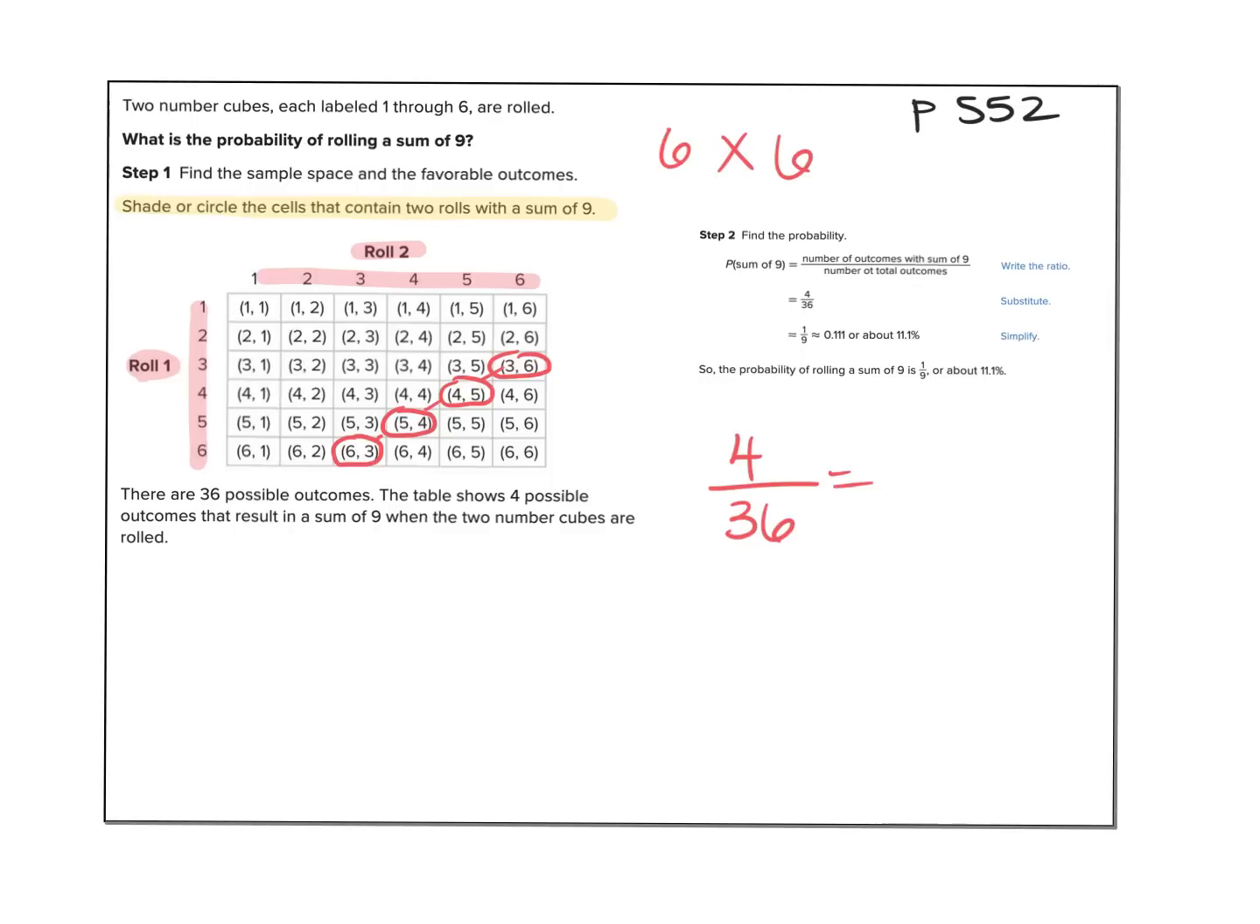Now, I can simplify that. If I divide it down by 4, I get 1 out of 9. And then if I change that to a percent, it's about 11.1%. And again, you guys do know to change it to a percent, you do 1 divided by 9 times 100 to get to a percent. So you just found the theoretical probability of rolling a sum of 9.